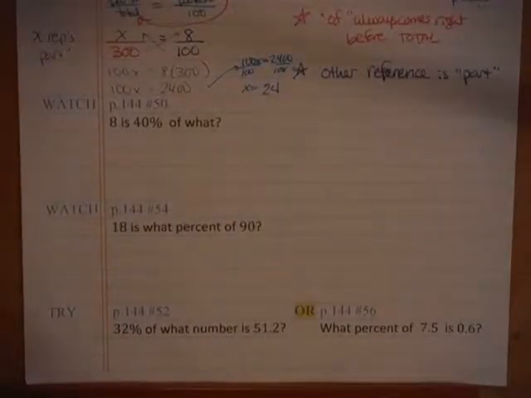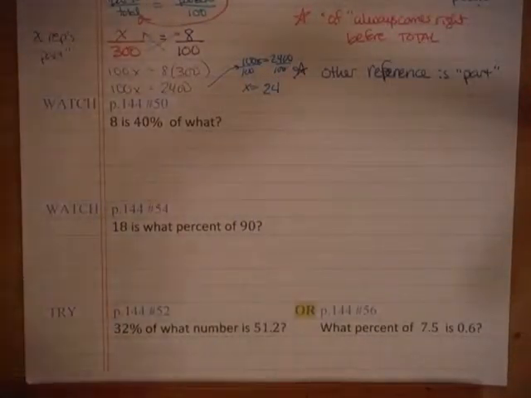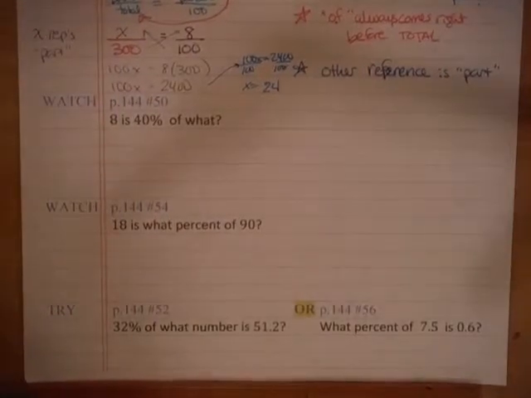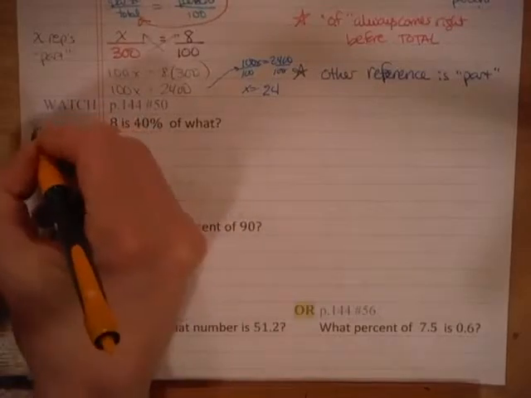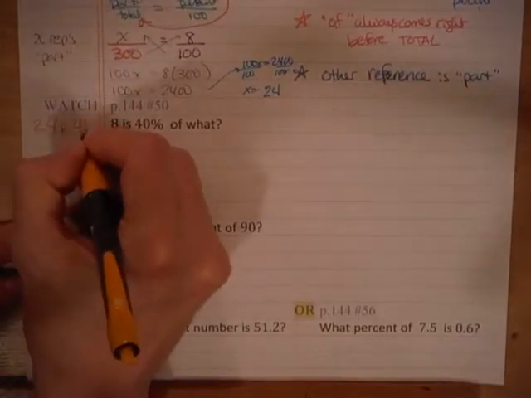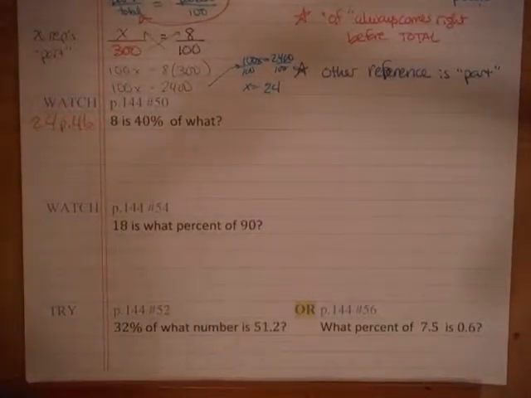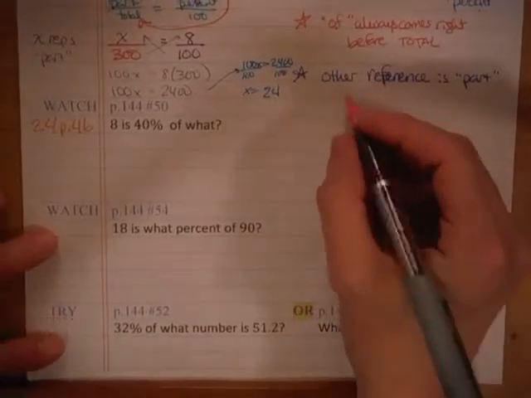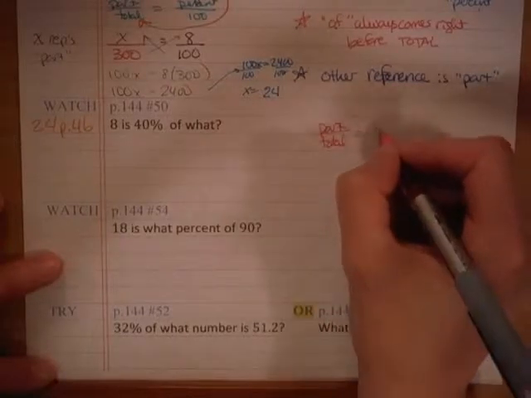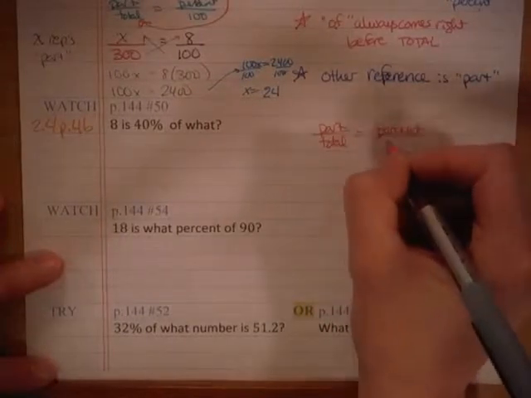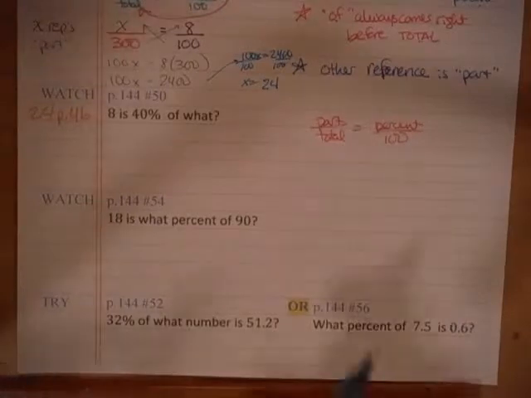Alright, and here we are at the bottom of page 4, it's labeled here, in section 2.4. So 2.4, page 4b, let's do a couple more percent. Again, I'm presenting it a little bit different than the book. I'm looking at it in terms of part over total is equal to percent over 100, okay?